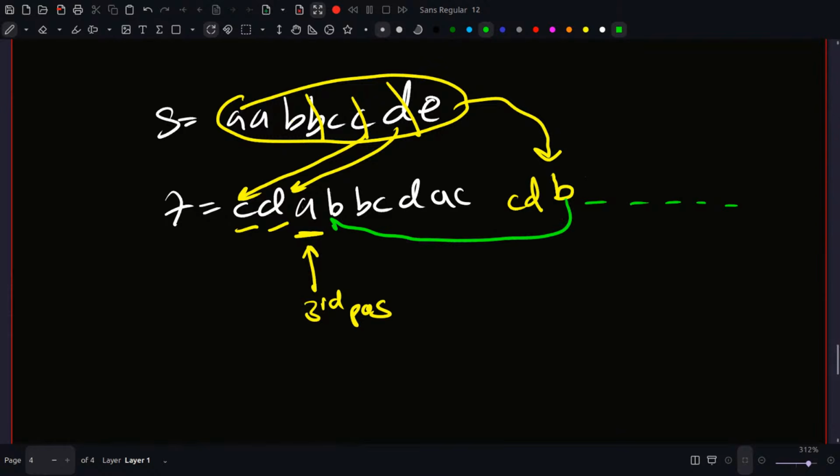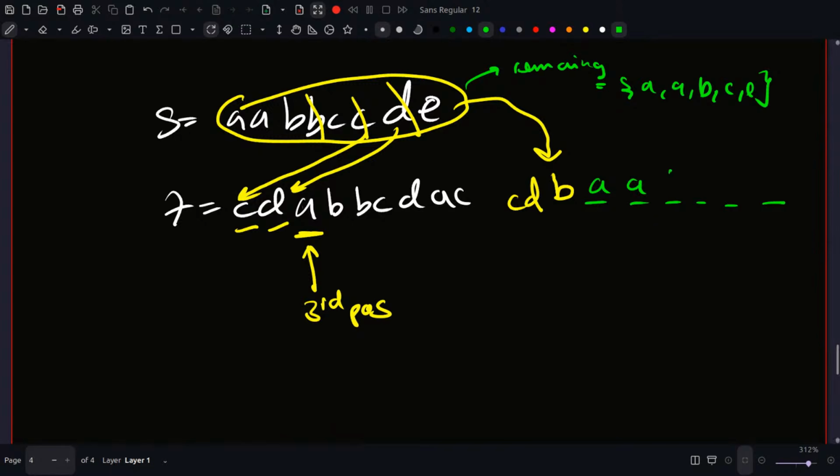Since B is already greater than A, that means this string which we have rearranged is already greater than T. Since we want lexicographically minimum, the remaining characters can be put as small as possible, or we can put them in sorted order, right? Because we keep the next one as small as possible, so it will be lexicographically minimal. So what are the remaining characters? The remaining characters are A, B, C, E. So we'll put A, B, C, E as the remaining characters.